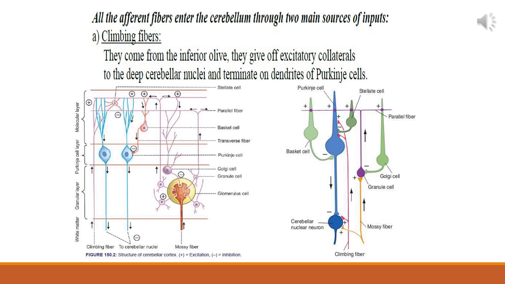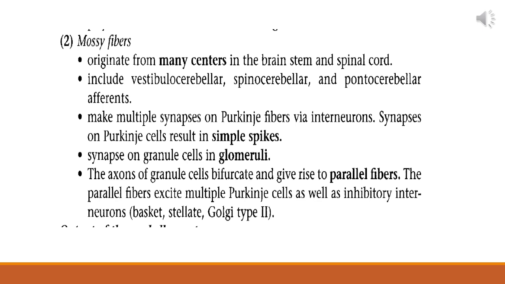All the afferent fibers enter the cerebellum through two main sources of inputs. A. Climbing fibers. They come from the inferior olive. They give off excitatory collaterals to the deep cerebellar nuclei and terminate on dendrites of Purkinje cells. Second, mossy fibers originate from many centers in the brainstem and spinal cord. These include vestibulocerebellar, spinocerebellar and pontocerebellar afferents. They make multiple synapses on Purkinje cells via interneurons. Synapses on Purkinje cells result in simple spikes.